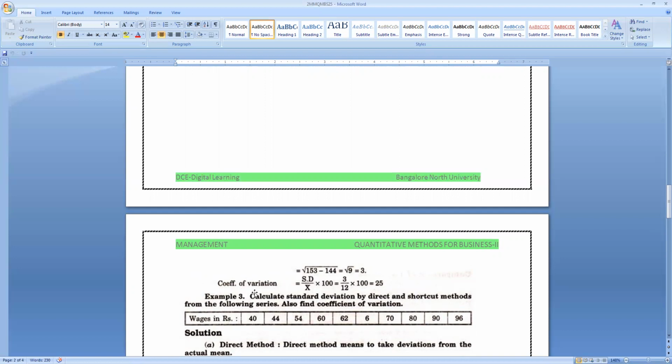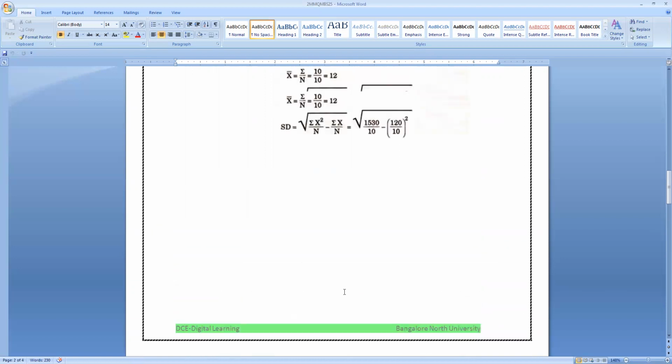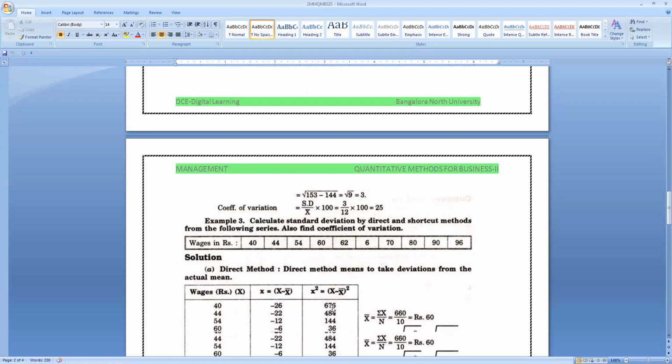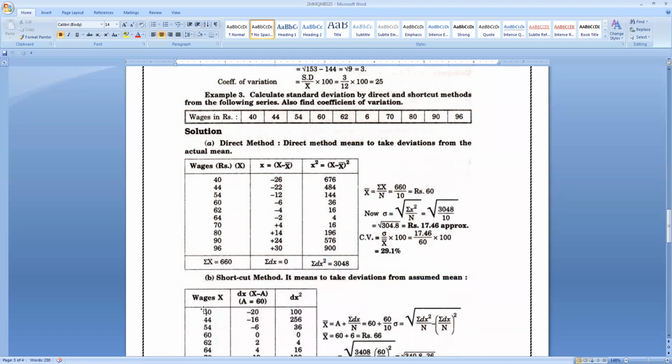The relative measure of dispersion, the formula is standard deviation by mean into 100. The standard deviation here we calculated is 3, and the mean value we have also calculated is 12, so 3 by 12 into 100 is equal to 25. This is how we need to calculate the coefficient of variation. Let us see one more question here.